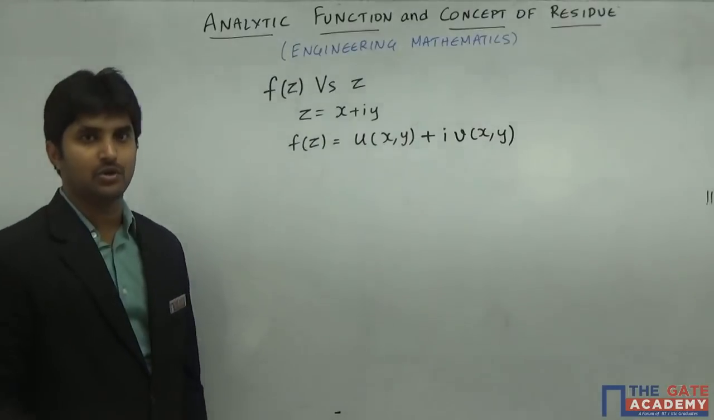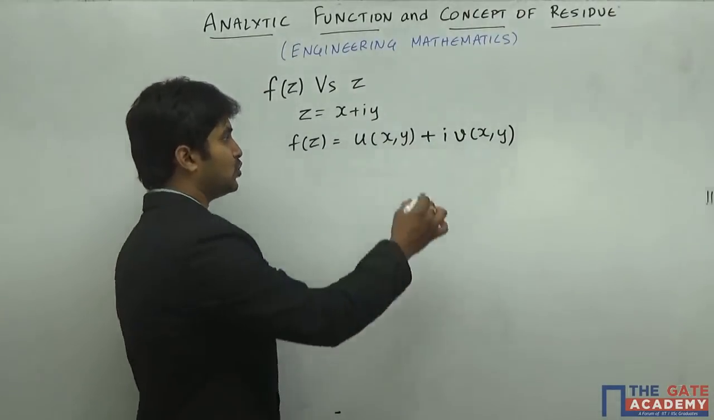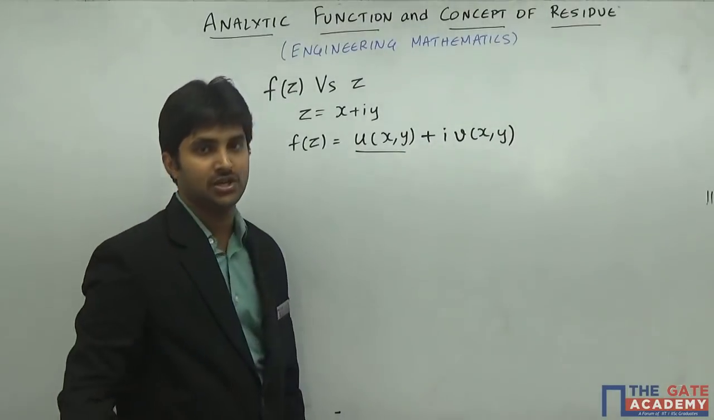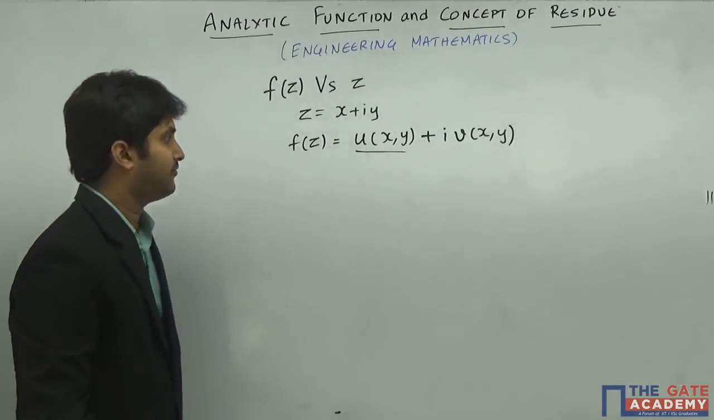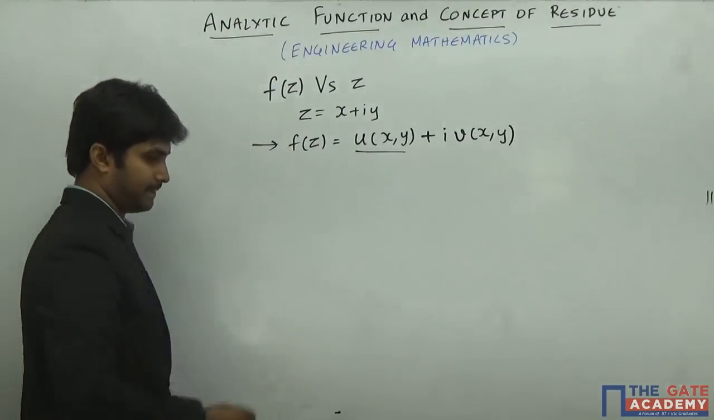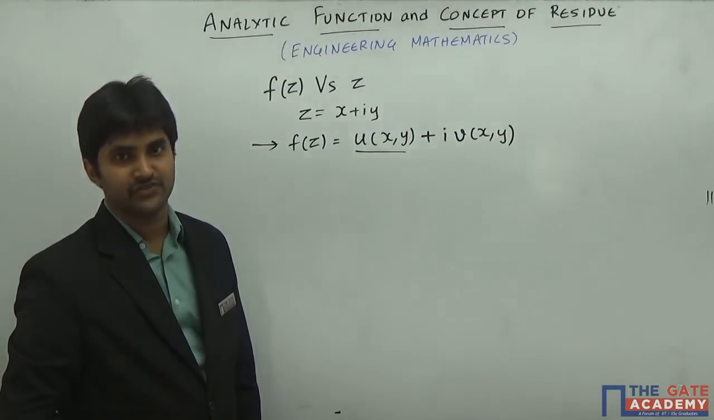So f of z is equal to u of x comma y plus i into v of x comma y, where u is the real part of the complex function and v is the imaginary part of the complex function. That is how we represent a complex function f of z.